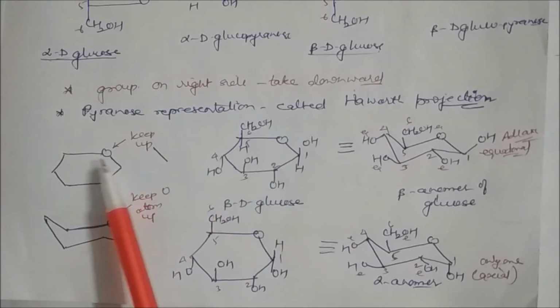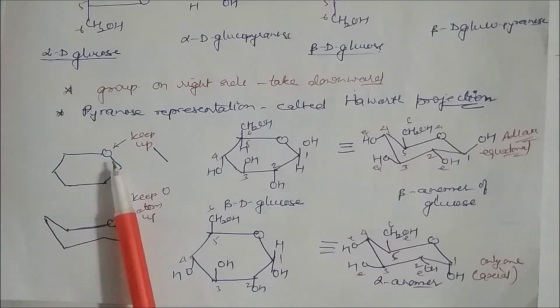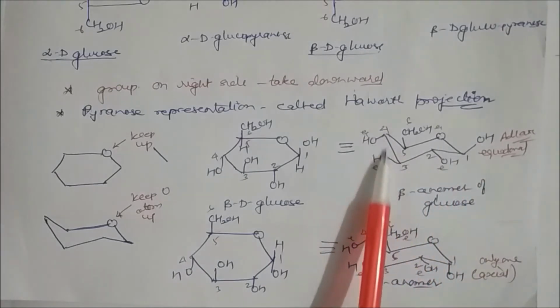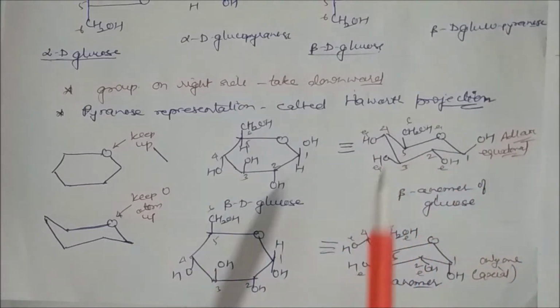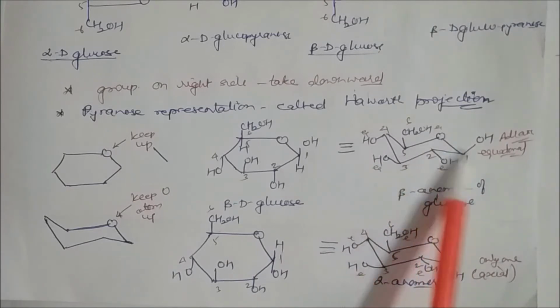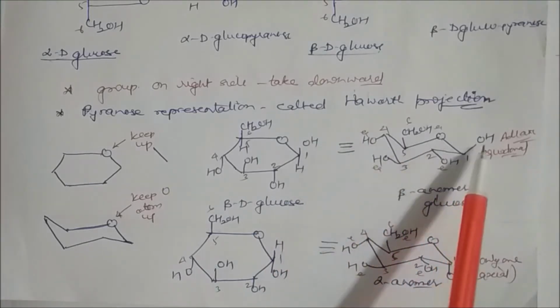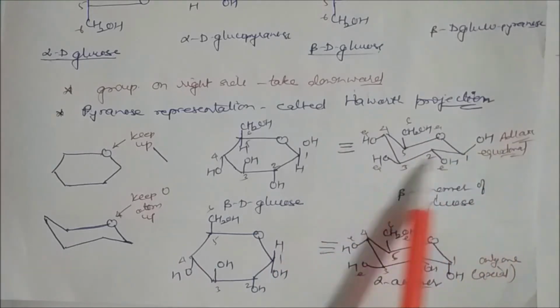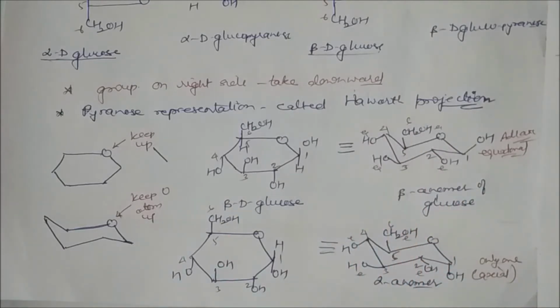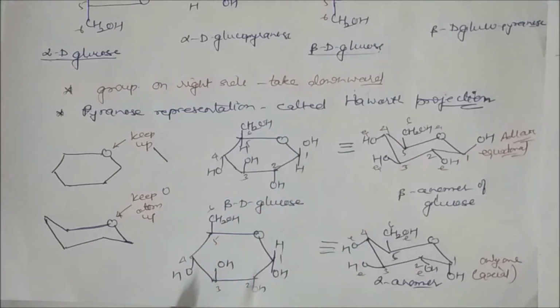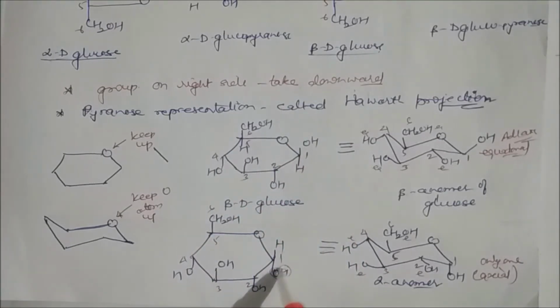This is a pyranose, and we always keep this oxygen upside, not downside. So this is the beta glucose, and we can also represent it as a chair form conformation. In the chair form, oxygen is up, this is down, this is down. So this is 1, 2, 3, 4, and all are in equatorial position. You can see everything is in equatorial position. That's why this beta glucose is more stable than alpha D-glucose. So these are anomers: up is your beta, and this is your alpha.